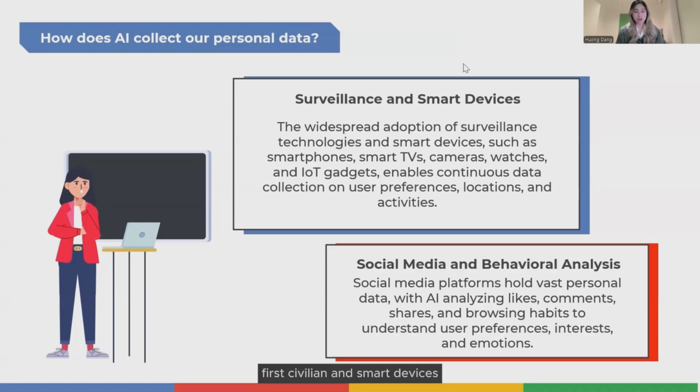First, surveillance and smart devices. Consider your smart devices, your smartphone, smart TV, and even your home security camera. They are constantly collecting information about your whereabouts, your routines, and even conversations in some cases.